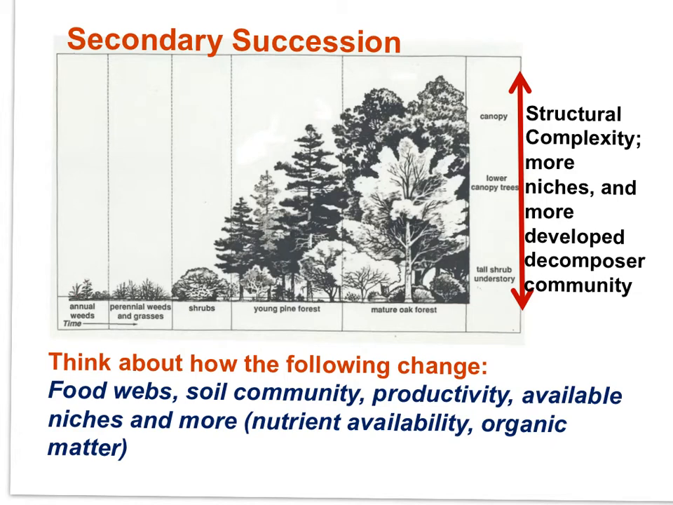As you gain experience with succession, I want you to consider how the following system parameters change: food webs, the soil community, productivity, available niches, and more. For example, consider biodiversity. In the next movie, a second, more detailed look at succession will occur. We will dig into how these system parameters change through succession.